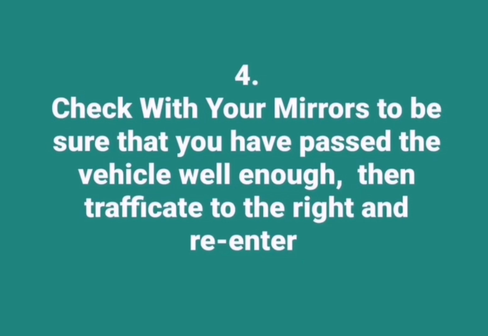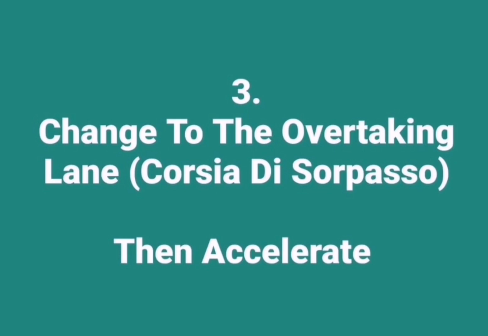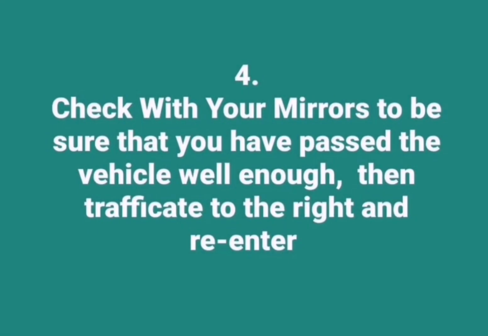Then let me quickly add something here. You have to also be sure that you give enough side space to the vehicle while you are overtaking it. When we say side space, it is spazio laterale, so that we can avoid scontro laterale. Be sure that you are not too close to the vehicle you are overtaking, so that you will not use your side to brush the vehicle. Then check with your mirrors to be sure that you have passed the vehicle well enough. Then traffic gate to the right and re-enter.